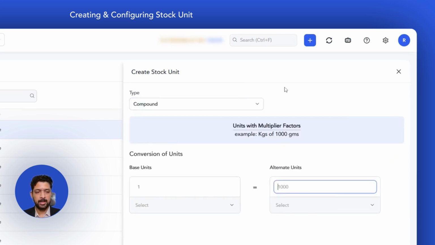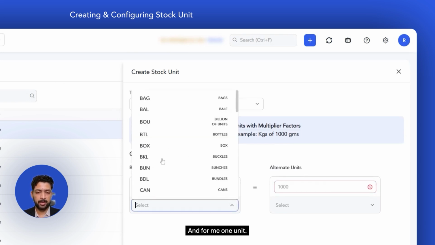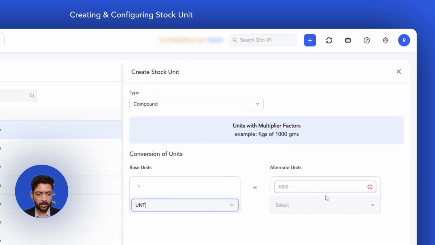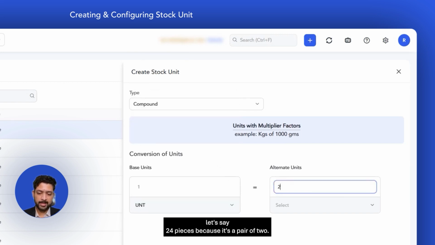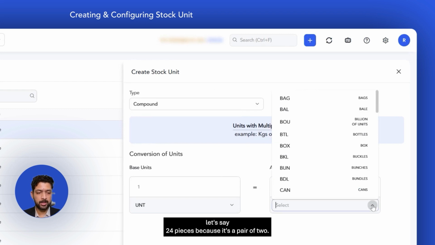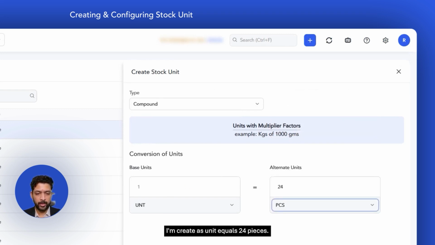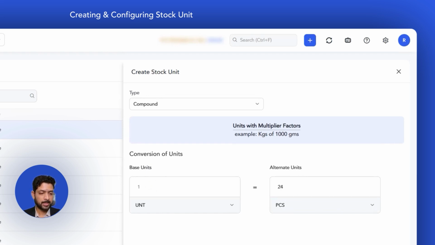Let's say I have a certain unit and I get it in pairs, and for me one unit would be, let's say, 24 pieces because it's a pair of two. I'm creating it as unit equals 24 pieces. So whenever I select the unit of measurement to be unit, Kitaabh automatically picks it to be 24 pieces. I'm saving it here.